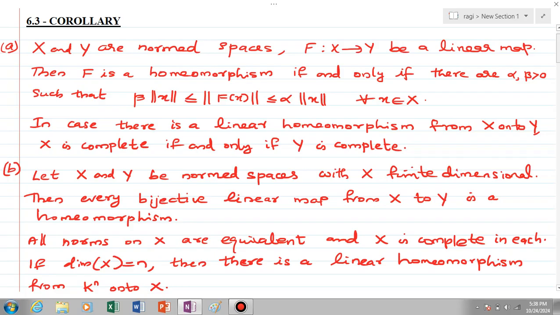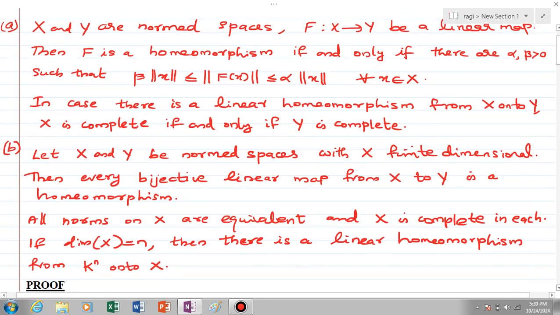And the second statement is: let X and Y be normed spaces with X finite dimensional, then every bijective linear map from X to Y is a homeomorphism. And all norms on capital X are equivalent and X is complete in each. If the dimension of X is equal to n, then there is a linear homeomorphism from K^n onto X.